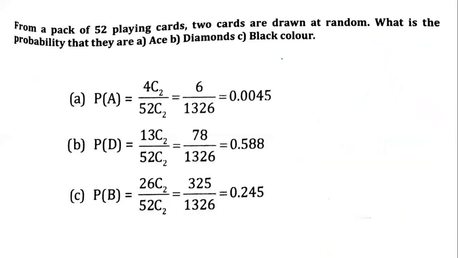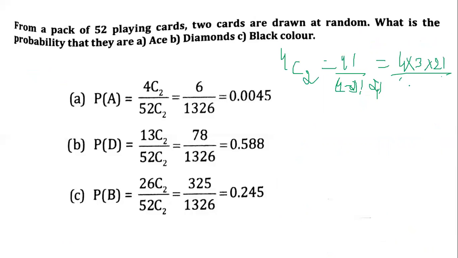So 4C2 is nothing but 4 factorial by (4 minus 2) factorial into 2 factorial. So 4 factorial is 4 into 3 into 2 factorial by 2 factorial into 2 factorial. So the 2 factorial will cancel out. So 4 threes are 12, and then divided by 2 factorial, which is 2 into 1. So you'll have 12 by 2, which is nothing but 6. So if you see here, you have got 6.